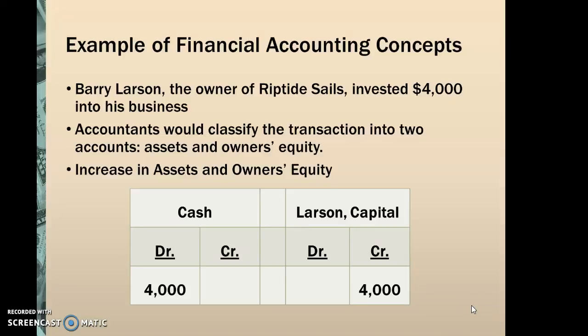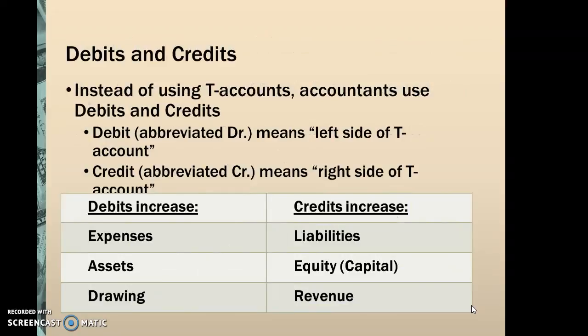Now, some examples of financial accounting concepts. Accountants would classify transactions into 2 accounts, assets and owner's equity. So in order to increase the asset, we will debit that asset. And then as you notice on the other side of the equation, it has to be a credit in order for that accounting equation to balance. Remember, the accounting equation must balance. Okay, so instead of using T accounts, accountants use debits and credits. Debits are abbreviated by DR, which means the left side of the T account, and credits are abbreviated by CR, which is the right side of the T account.